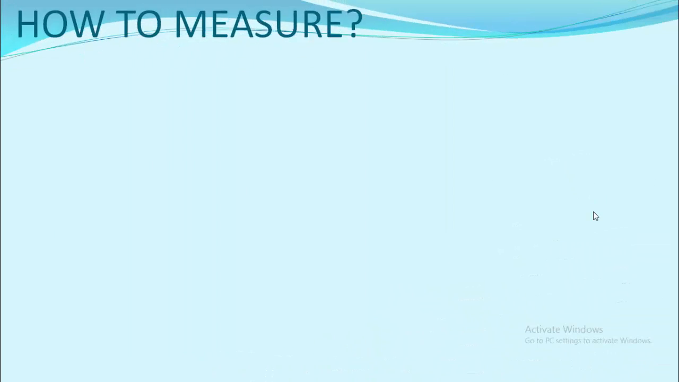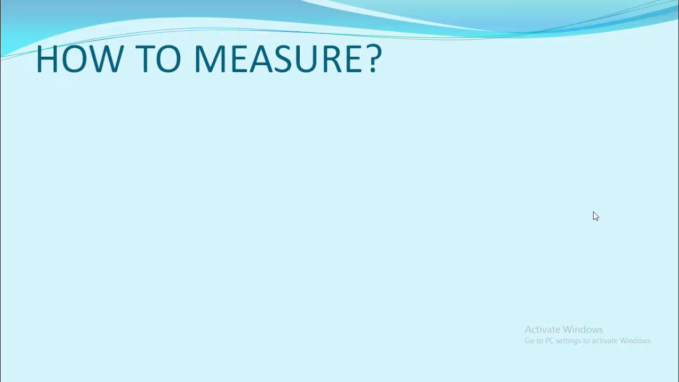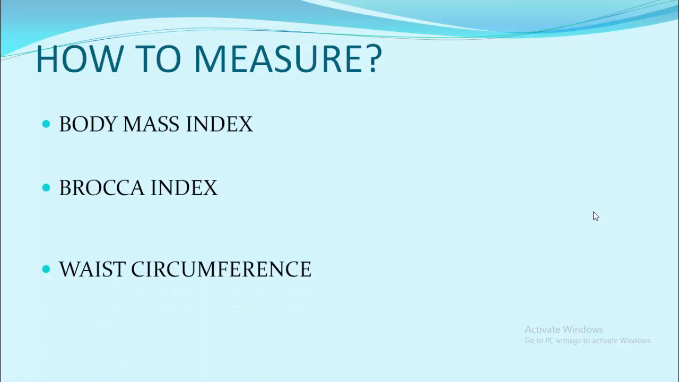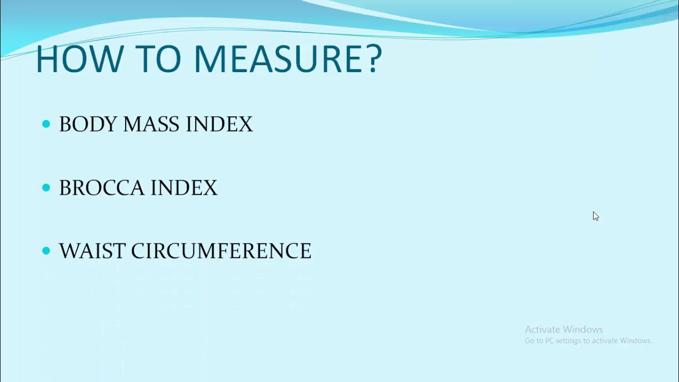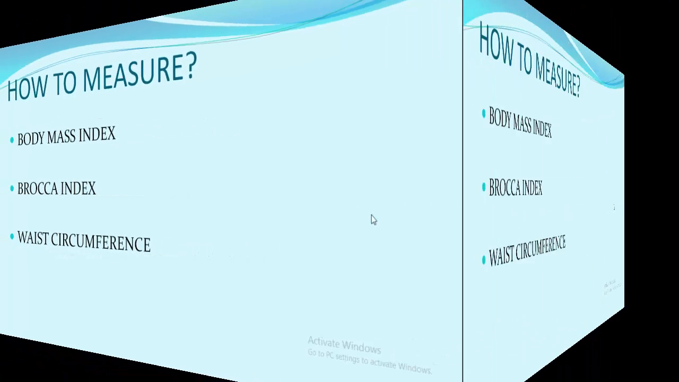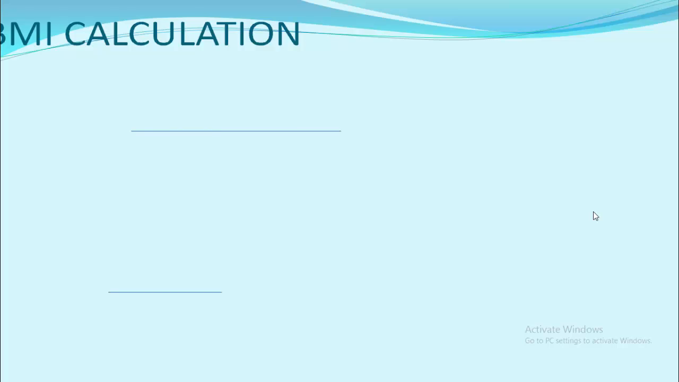So, who are called obese and how to measure it? Obesity can be measured by body mass index, Broca index, and waist circumference. These terms might look confusing, right? Let us make it clear one by one. So, what is body mass index and how to calculate it?